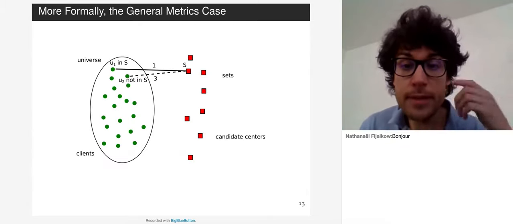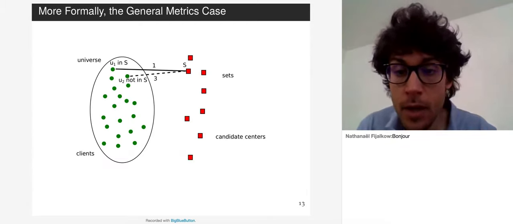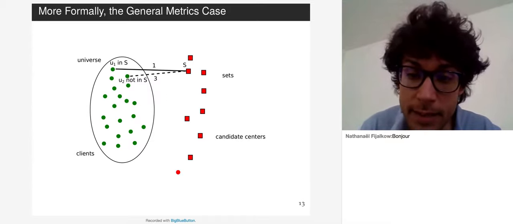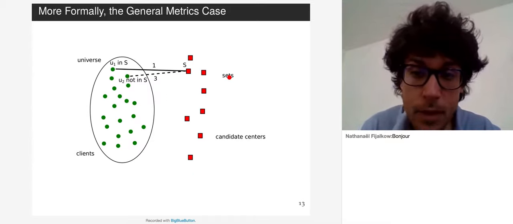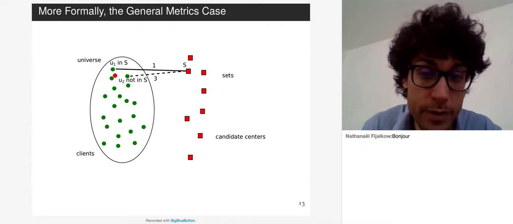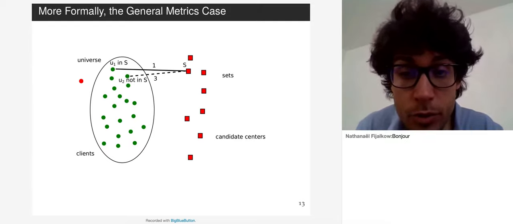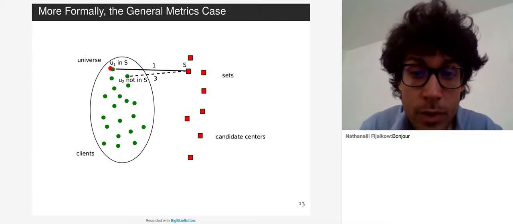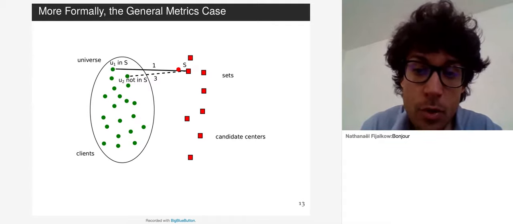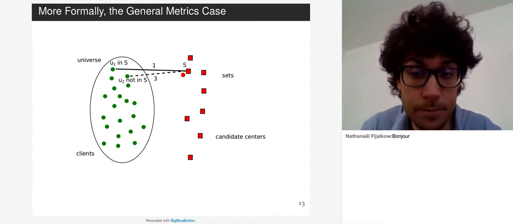So now, equipped with this, let's build a k-median instance. We do the exact same thing I said before. You create candidate centers that correspond to the sets, and you create clients that correspond to the universe elements. And now we are going to do the following. If the universe element u1 belongs to the set S, you put it at distance 1. And if u2 is not in the set S, you put it at distance 3.